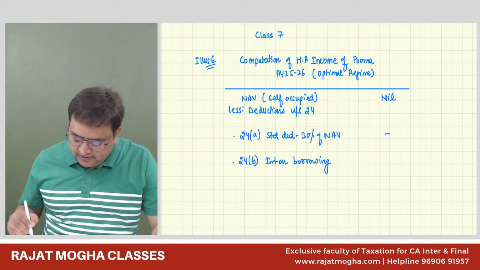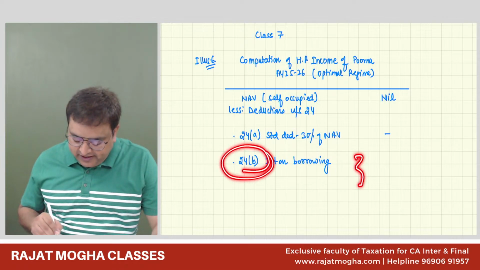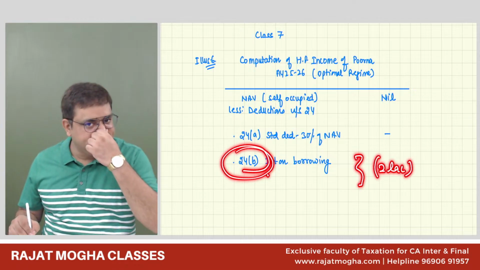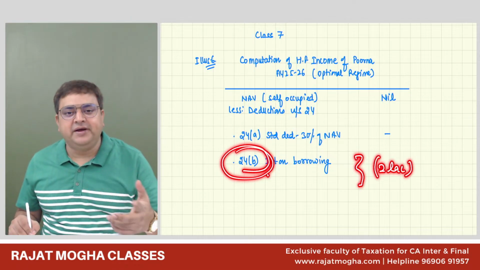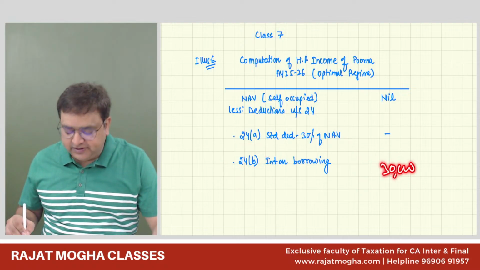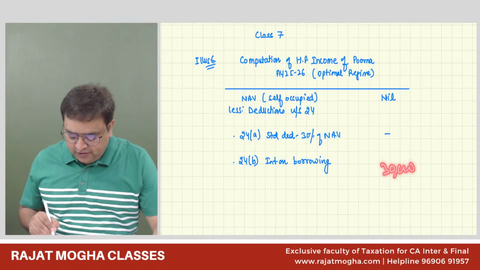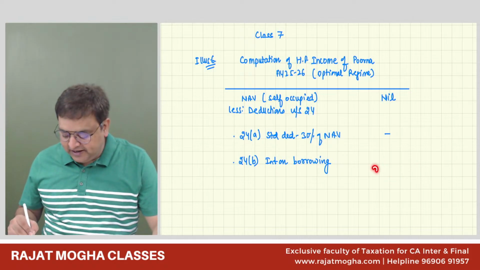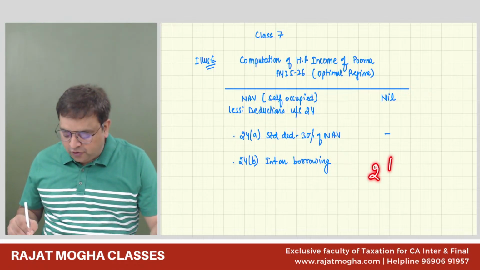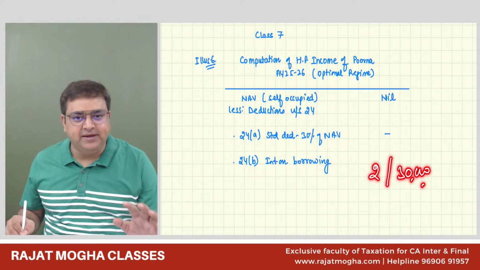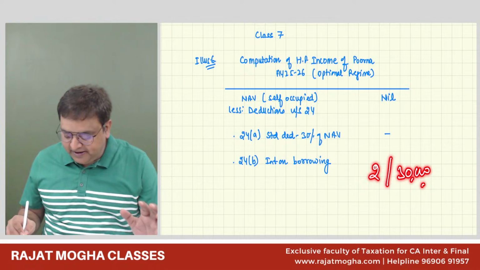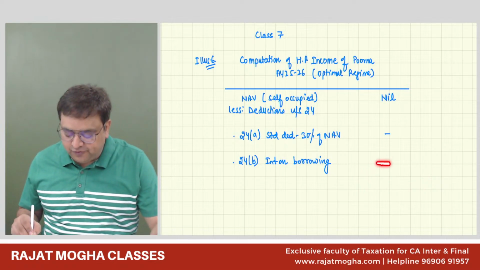So here, the total deduction of 24B can go maximum up to 2 lakh rupees. Had it been for repairs, renovation, reconstruction, this would have been maximum 30,000. Correct? But in this question, it is construction, so it can go maximum 2 lakh. I'm again repeating, this 2 lakh or 30,000, as the case may be, is allowed only under the optional regime. Had it been the default regime, this would have been 0.